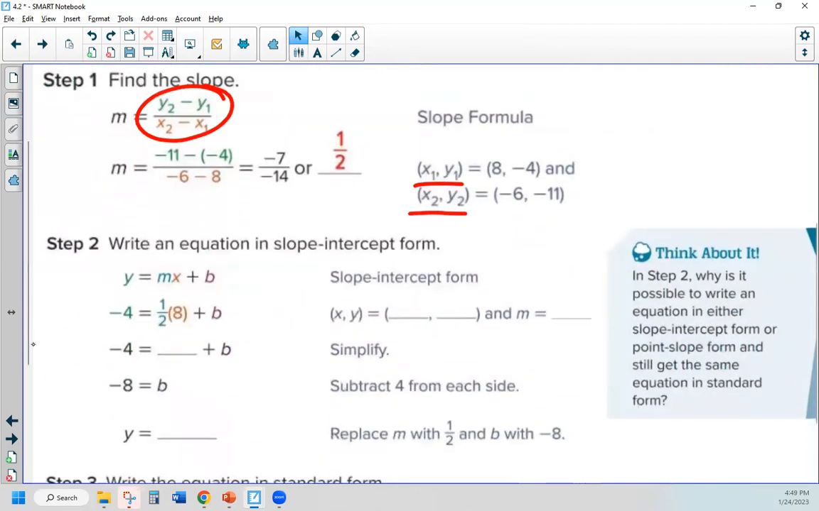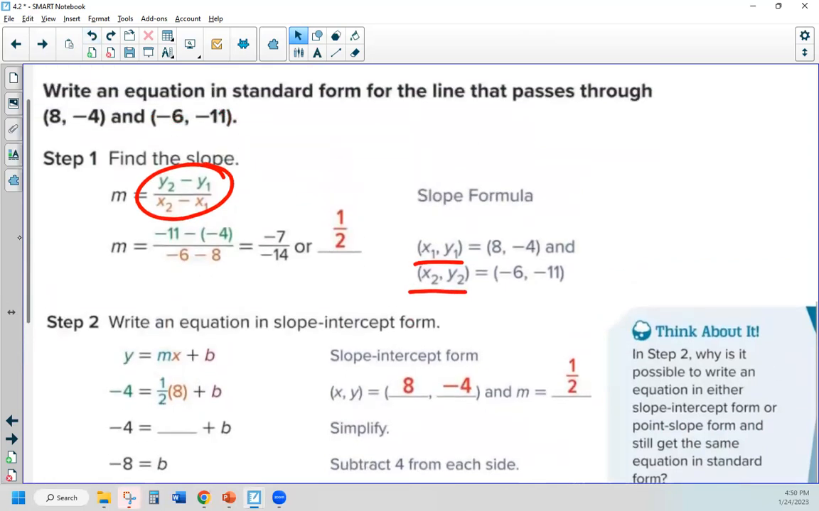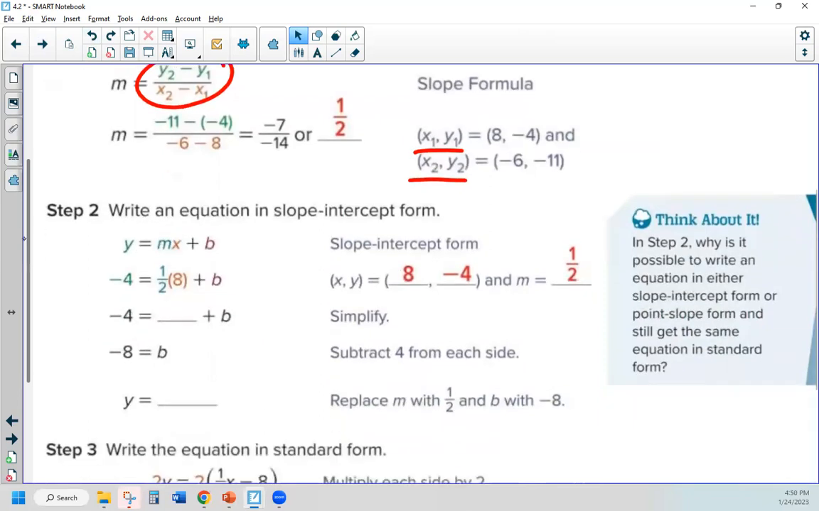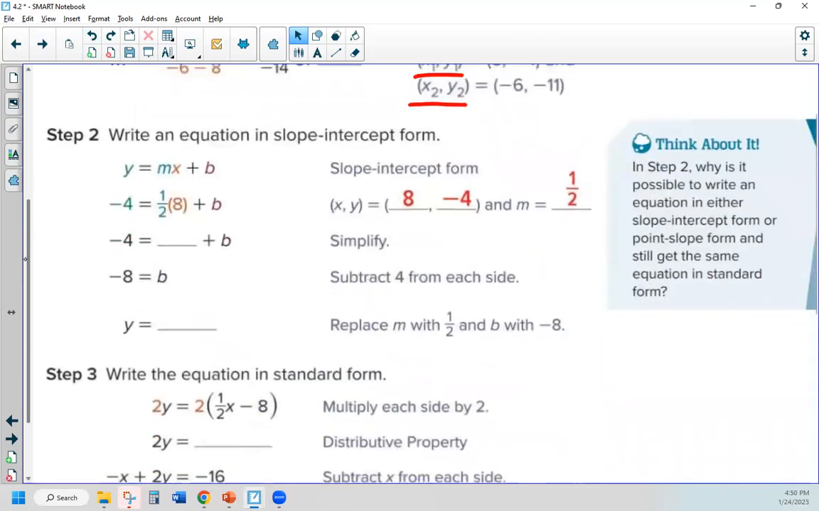Okay, so we got a slope of 1/2. What do we want to do now? Well, let's now find b, which is the y-intercept. This is what they're telling us to do. Find the y-intercept with the x and the y of whatever point you want to choose. Right now, the point that the book is choosing is (8, -4). It doesn't matter. You got the option of (8, -4) or (-6, -11). You choose whatever you want.